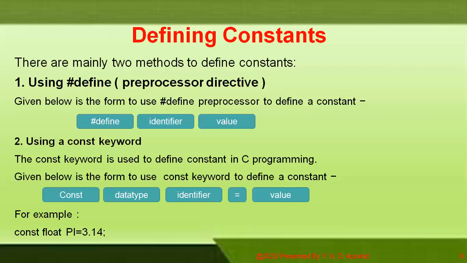And when we create a constant of any data type using the const keyword, we prefix the variable declaration with the const keyword. So the general syntax of creating using the const keyword is: const space data type space identifier equal to value. For example, const float pi = 3.14.